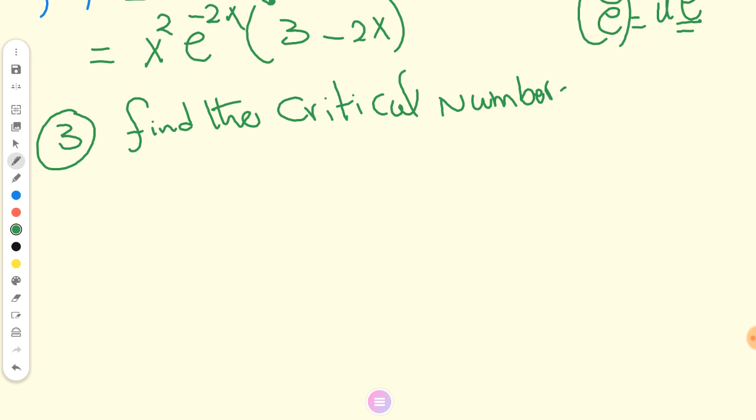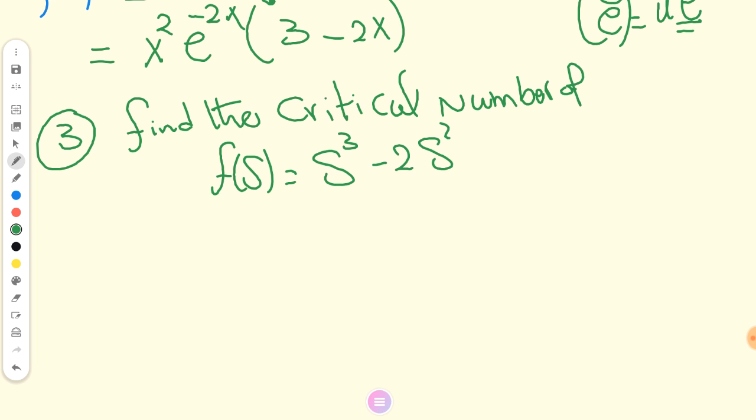Of what? Of this function, which is f of s equals s to the power 3 minus 2s squared plus 5. It means how to find the critical number. As we know, the critical numbers are the values of x in the domain such that the derivative of the function is 0 or does not exist.